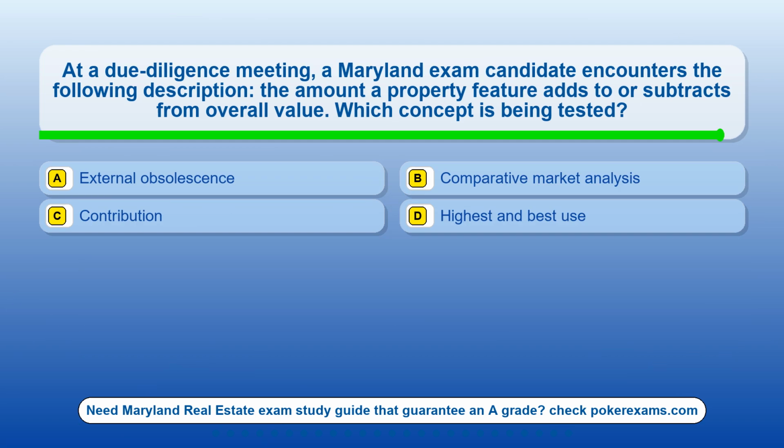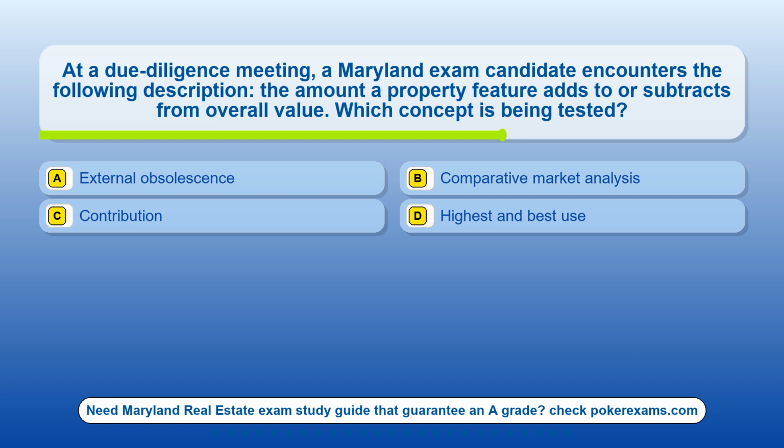Question 11. At a due diligence meeting, a Maryland exam candidate encounters the following description: the amount a property feature adds to or subtracts from overall value. Which concept is being tested? Option A, external obsolescence. Option B, comparative market analysis. Option C, contribution. Option D, highest and best use.